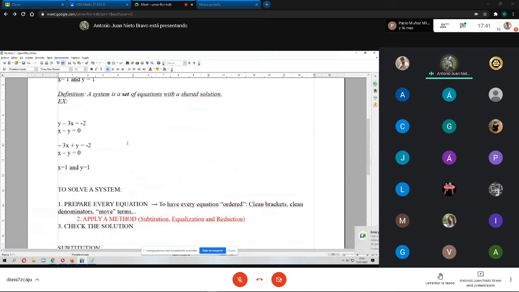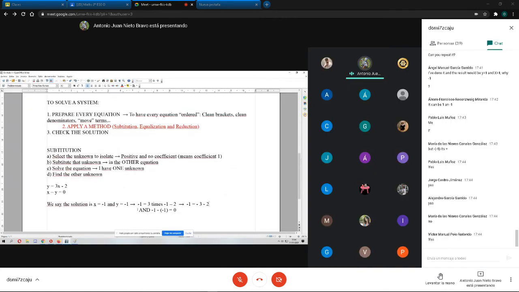Nieves, if you take -1 for y and -1 for x here, you will have -1 equals -3 -2. If you continue with this line, you will have -1 equals -3 -2, and you will have -1 equals -5. And this is not true. That's what Ángel is saying.